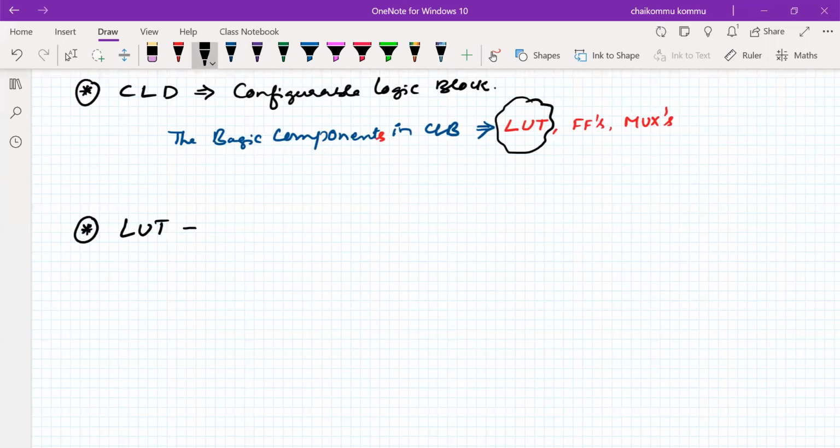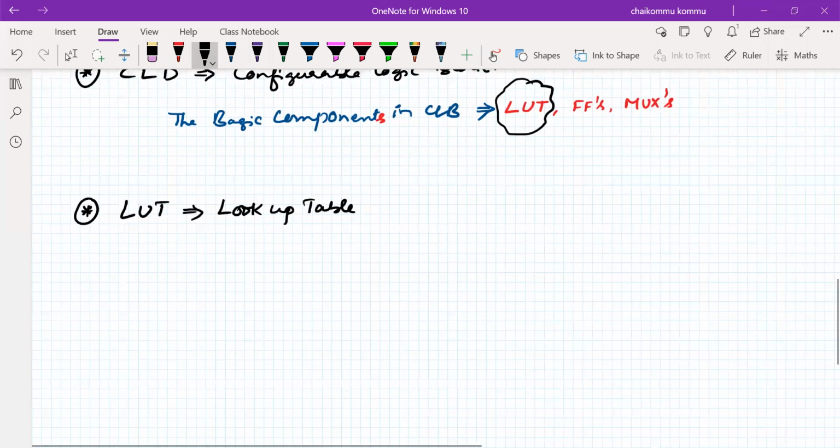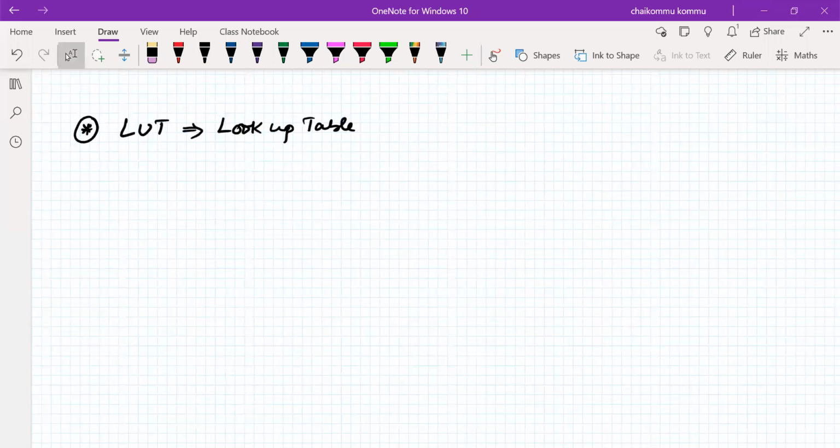LUT, lookup table. The lookup table is actually a kind of memory organization, which consists of RAM cells, static RAM actually. So how does it look? Let me show you in this way. Something like this is happening.